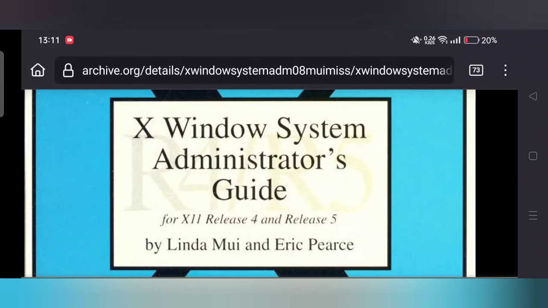But if you are vintage Unix adventurers, then may this hopefully be of help in your endeavors.